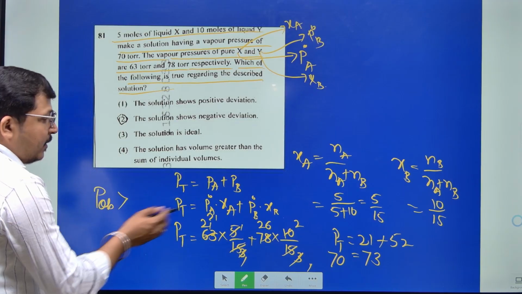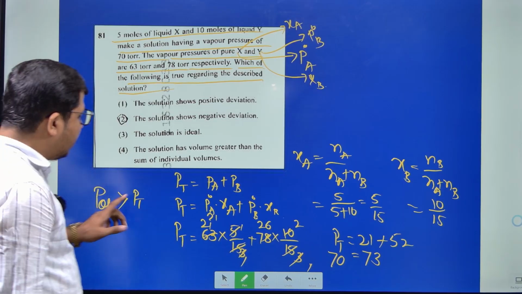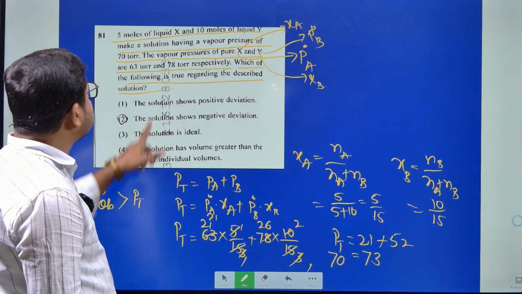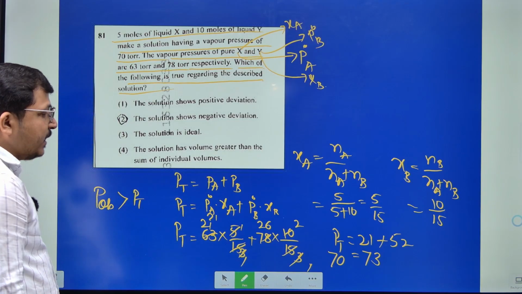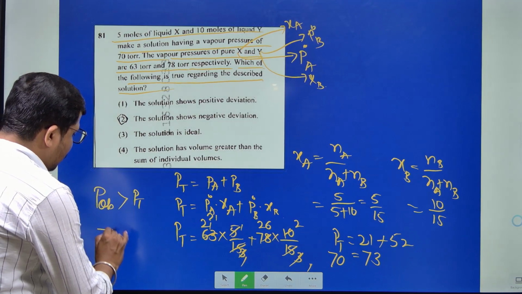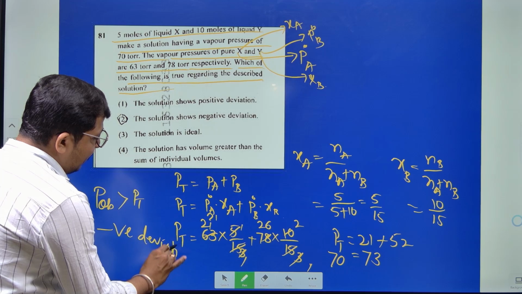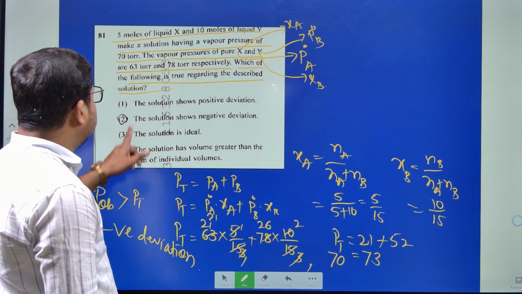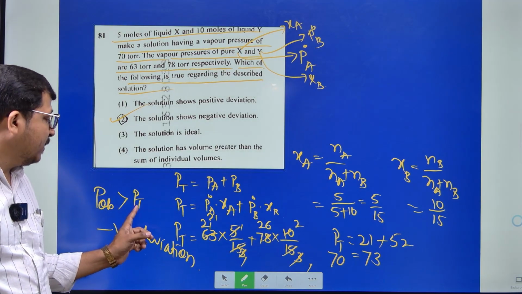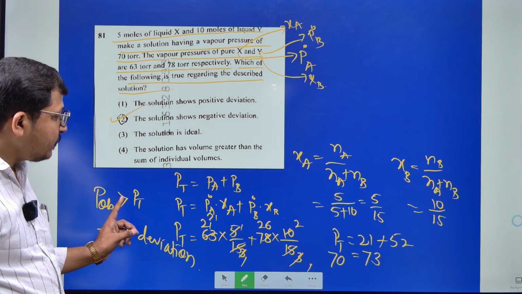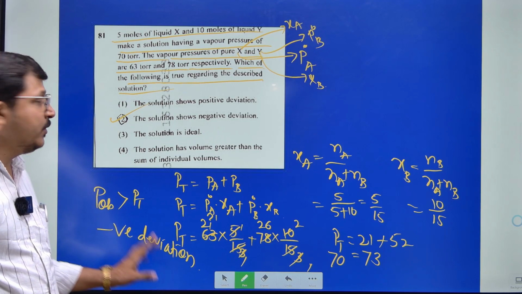Therefore the P observed value is 73 torr, which is greater than the theoretical value of 70 torr. Therefore this shows negative deviation. Look here: the solution shows negative deviation if the observed value is greater than the theoretical value.